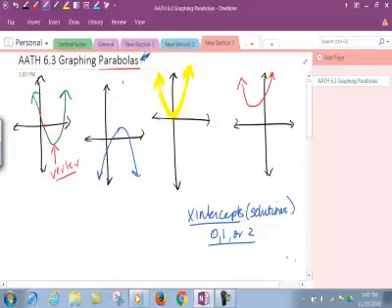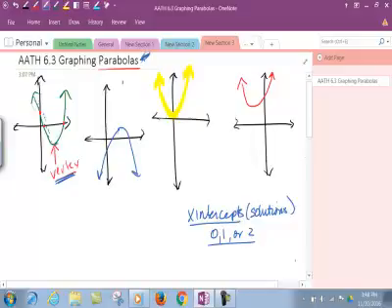All right, let's talk about some other important parts of the graph of a parabola. We have this thing called a vertex, and the vertex is the point on the parabola where the parabola changes direction. If you look at the green parabola and you start on the left side moving to the right, you'll notice that as you start out, the parabola is decreasing. The y values are getting smaller. It gets to this point where it changes direction and then starts to increase. That point is called the vertex of a parabola.